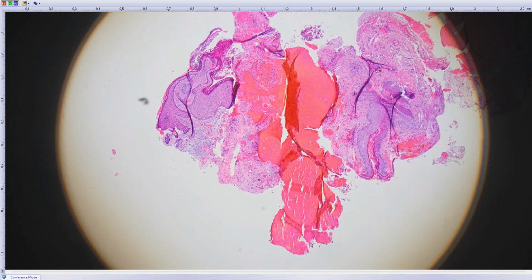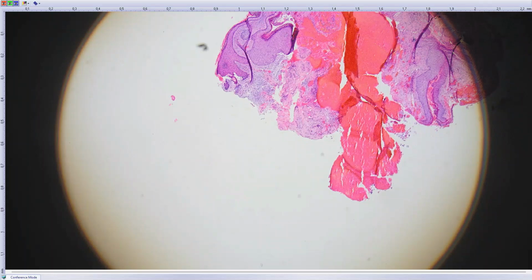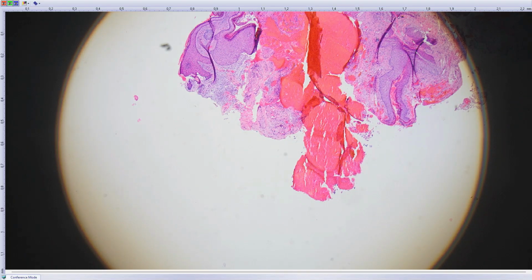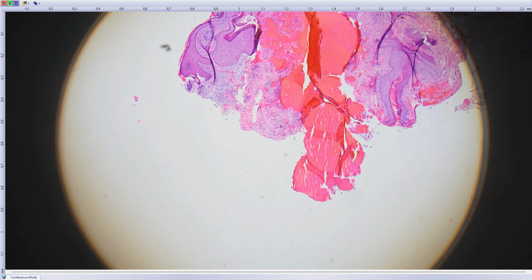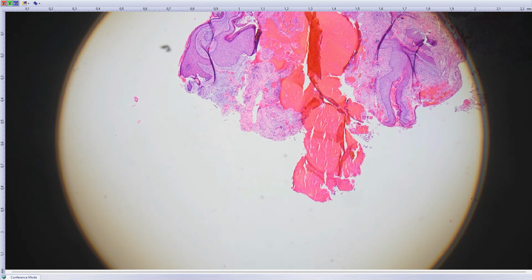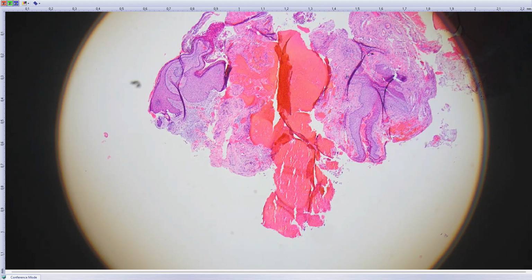So this is a very nice case. This is a biopsy coming from an 11-year-old boy with a diagnosis of recurrent tumor in the outer auditory canal. So it's a skin biopsy. And clinical diagnosis was recurrent polyp of external auditory canal.